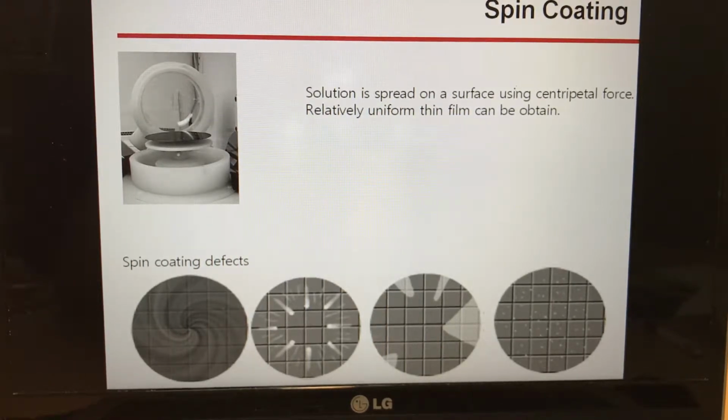Today's lecture is the fourth process about making semiconductors. First, we review the prior lecture. Lithography is one of the most important things to semiconductors.